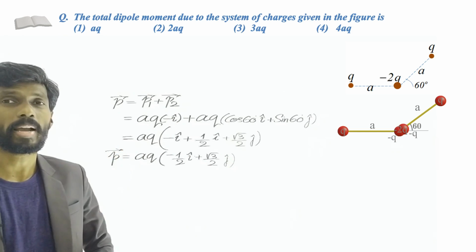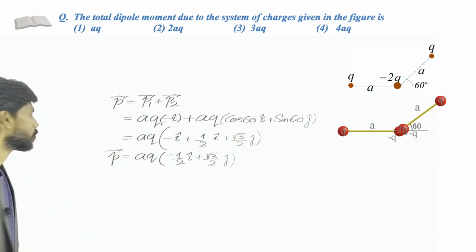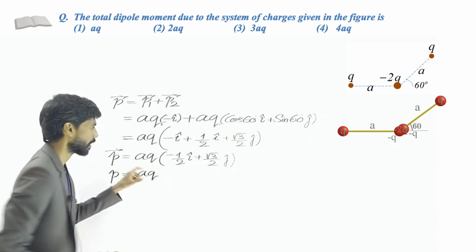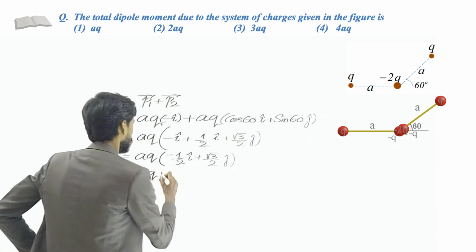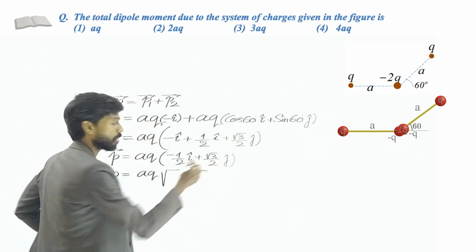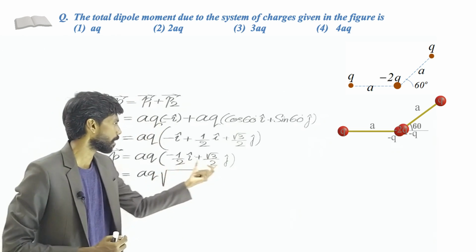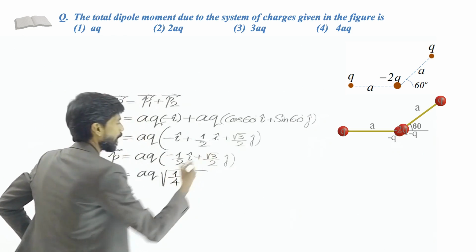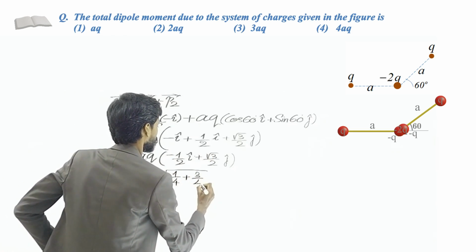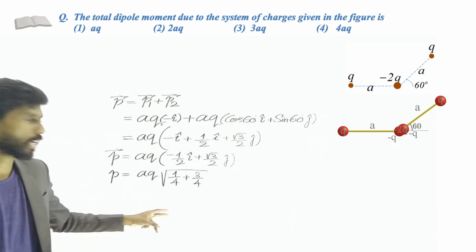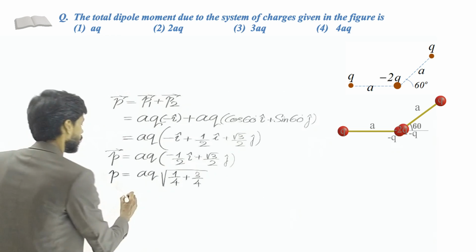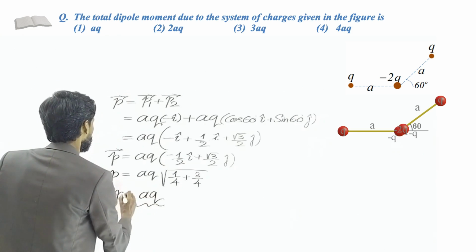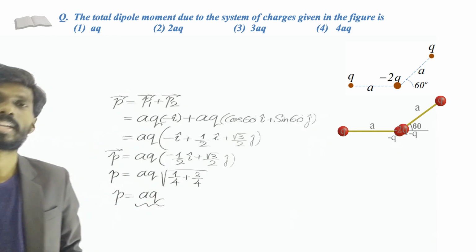If you just need the magnitude, you find the magnitude of this, that's all. So what is the magnitude of this P? So this is a scalar, so AQ multiplied by the magnitude of this, which is the square root of this square plus this square, right? Magnitude of a vector, square root of A square plus B square. So this is 1 by 4 plus, and this square, that is 3 by 4. So that will become 1. So that means simply AQ is the answer. So AQ is the required dipole moment.